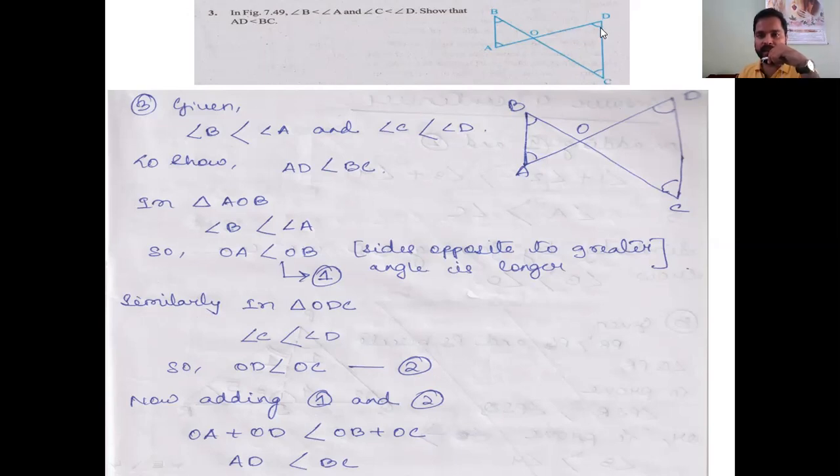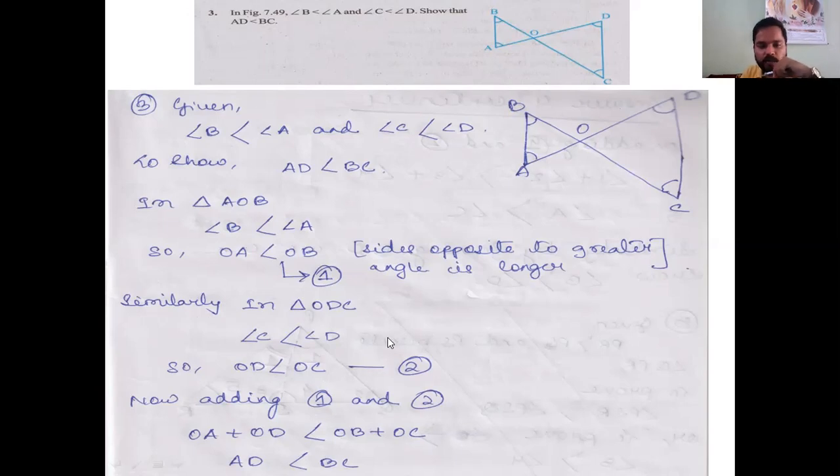Opposite side of angle D is OC. So if angle C is less than angle D, then obviously OD will be less than OC. So here you see OD will be less than OC. Now in number 1, OA is less than OB, and here OD is less than OC.